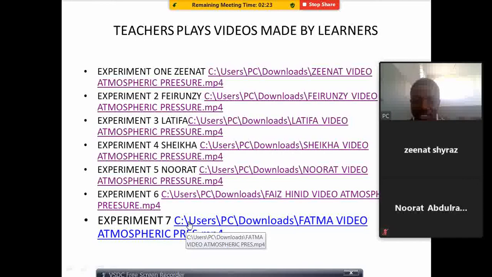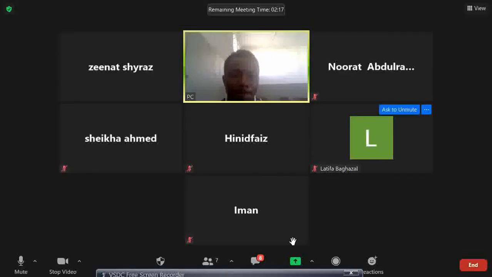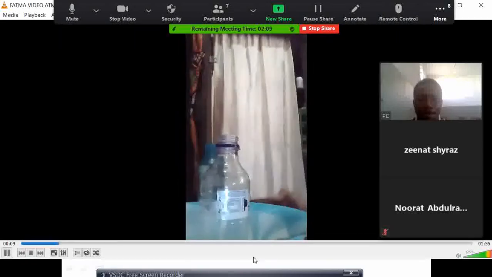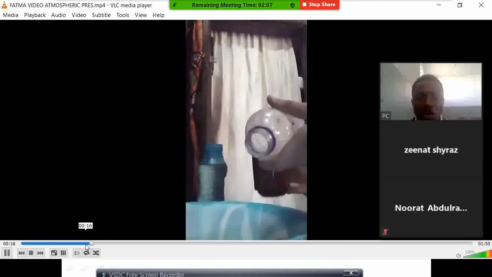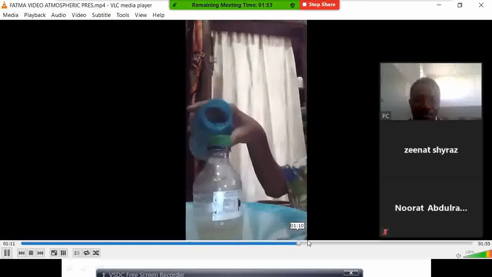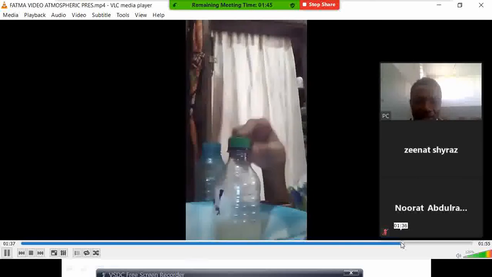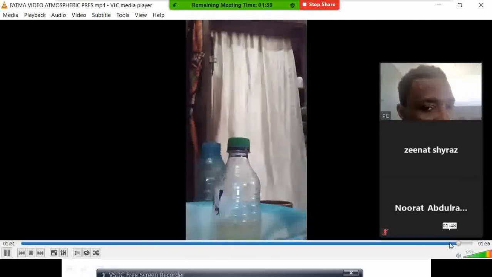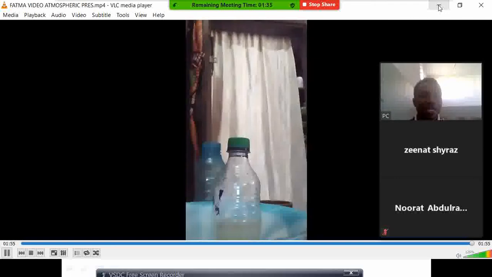Now this last one is Fatima's video. The air pressure outside the glass is greater than the pressure inside. She's adding hot water to the bottle. Closing the bottle. Then she's adding cold water to the bottle. And the bottle is doing, I don't know what is happening to the bottle. She's saying that it loses the shape.